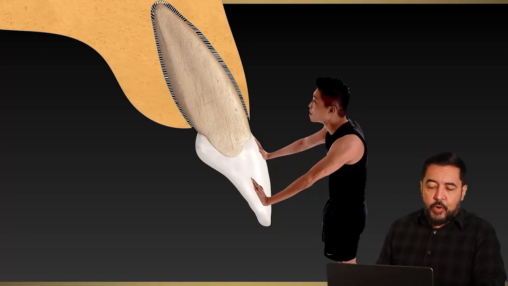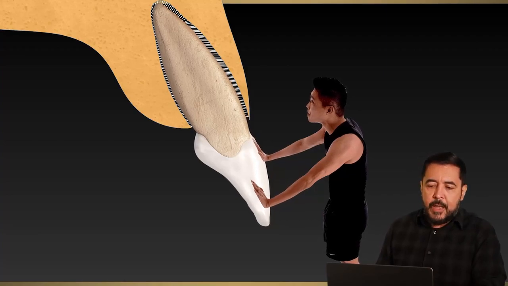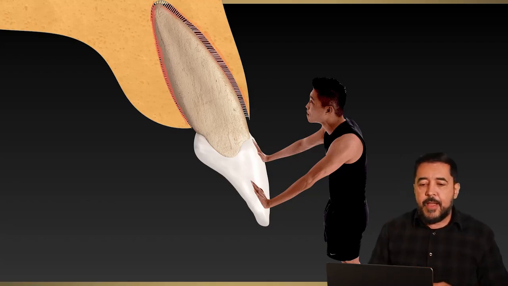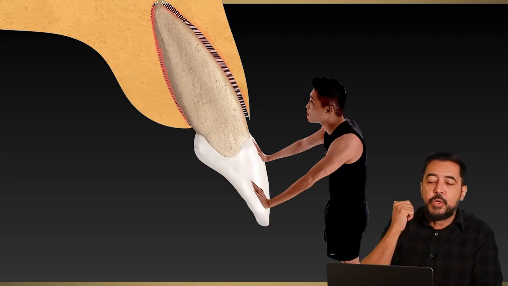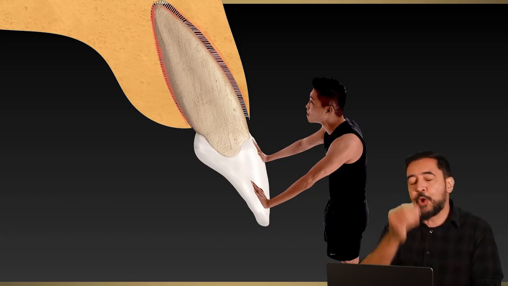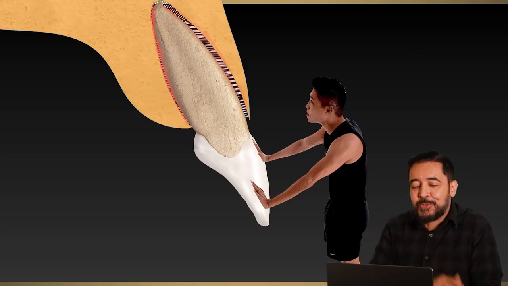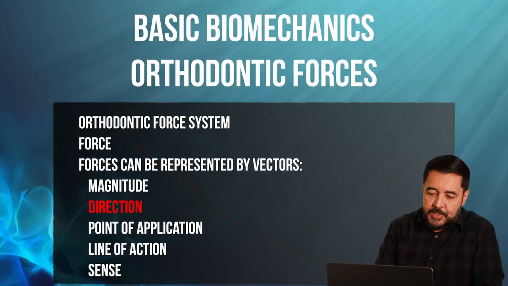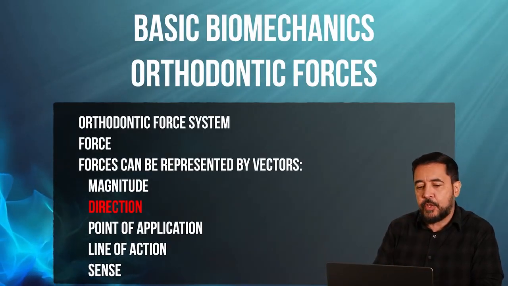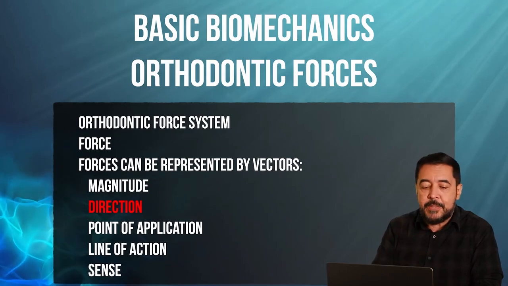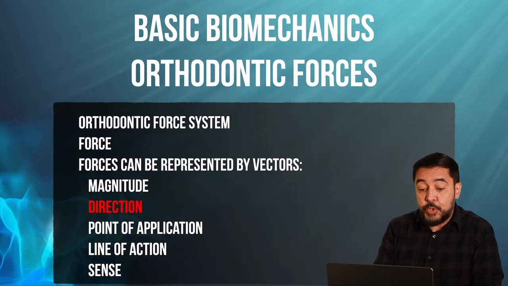So let's move on. If we have a force applied for a certain period of time, we will have events occurring inside the periodontal ligament, meaning we are going to have bone resorption, not root resorption, bone resorption on one side and bone formation on the other side. So this is what happens in orthodontics. A very quick summary, but I'm sure you know that.